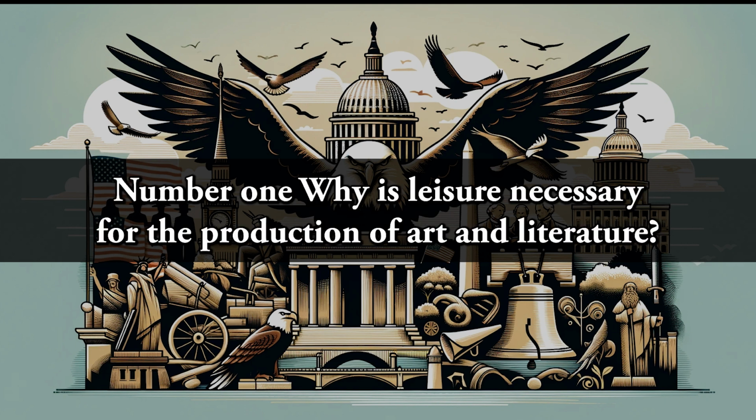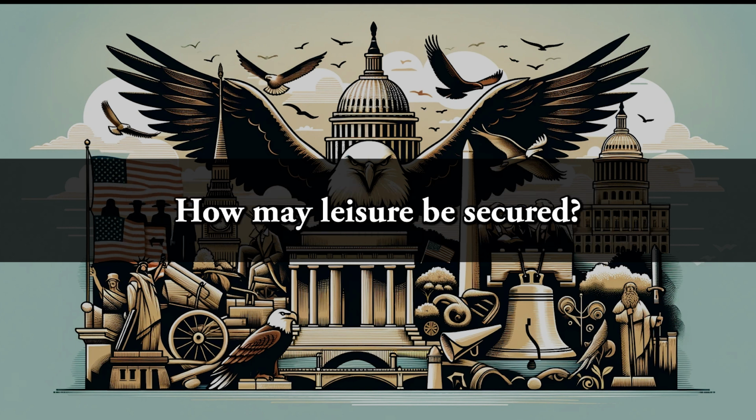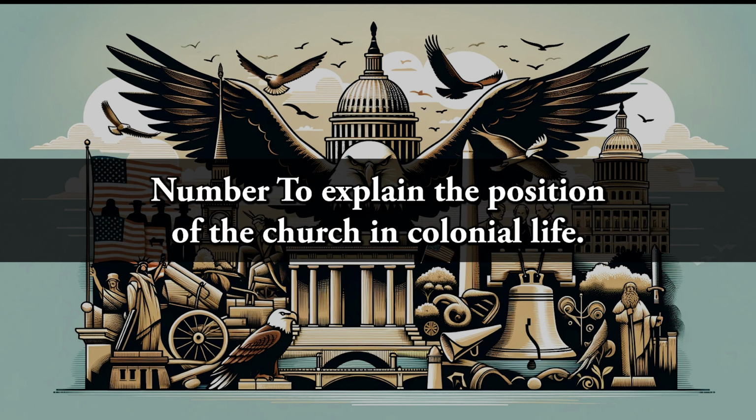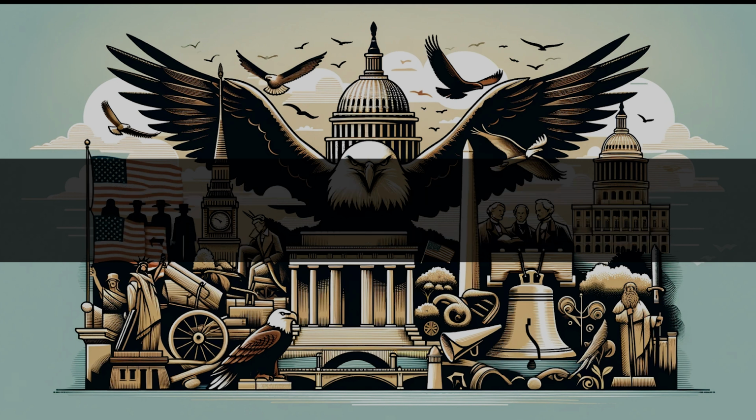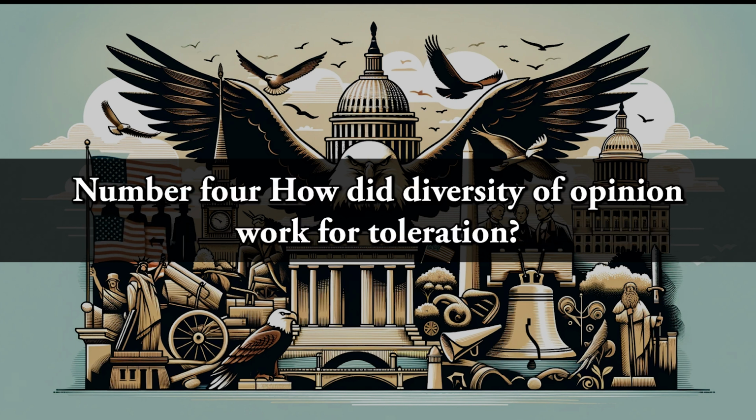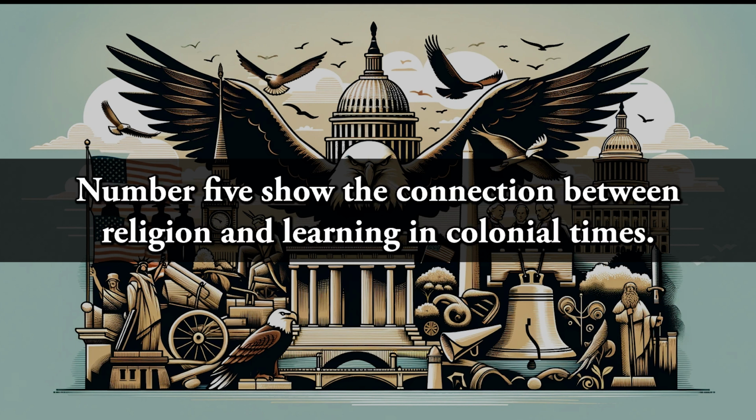Questions. 1. Why is leisure necessary for the production of art and literature? How may leisure be secured? 2. Explain the position of the Church in colonial life. 3. Contrast the political roles of Puritanism and the established Church. 4. How did diversity of opinion work for toleration? 5. Show the connection between religion and learning in colonial times.